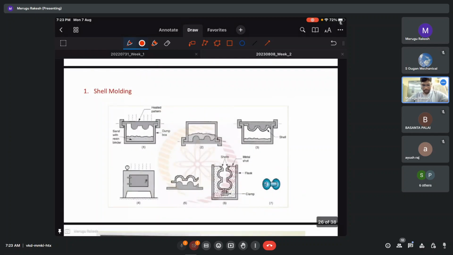So shell molding. In this, what happens is this is the process. In the first step, we have sand with a resin binder. Resin binder will cure when you heat it.